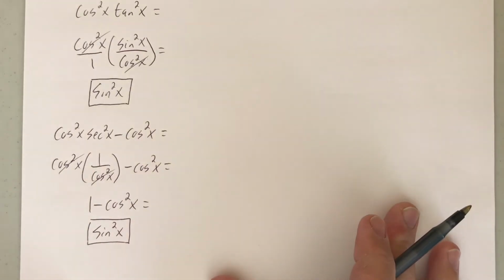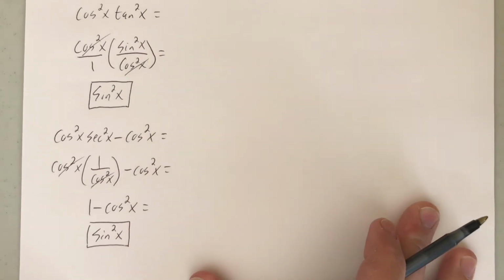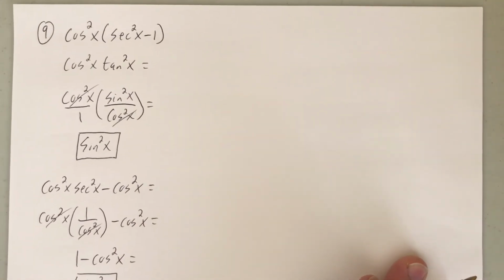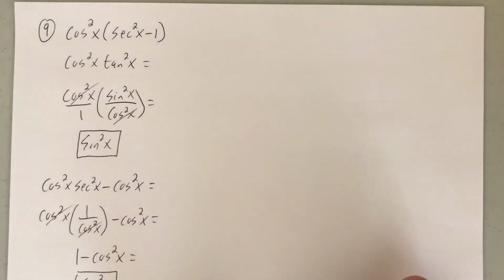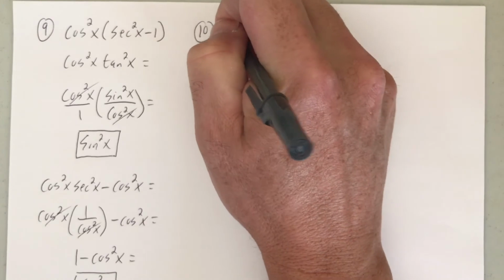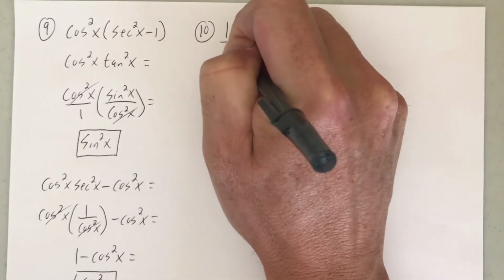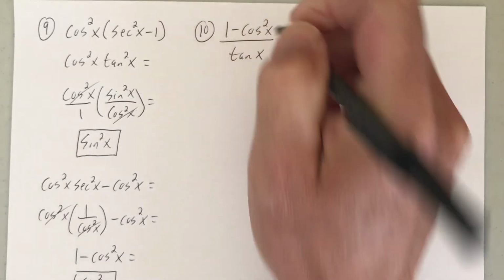So again, there are different ways that you can go about simplifying these problems. As long as what you're doing is correct, then it's fine. So let's go ahead and take a look at number 10. So number 10, we have 1 minus cosine squared x over tan x.